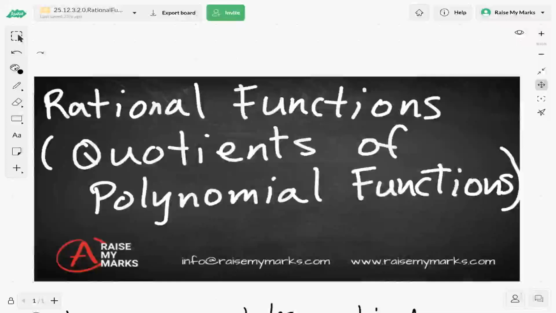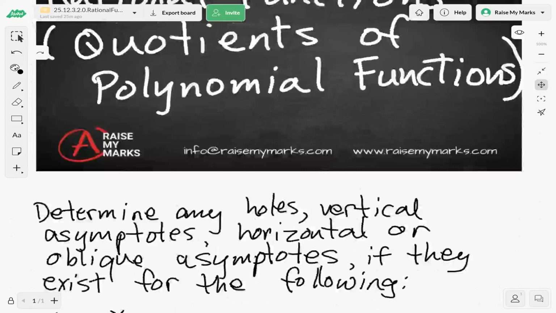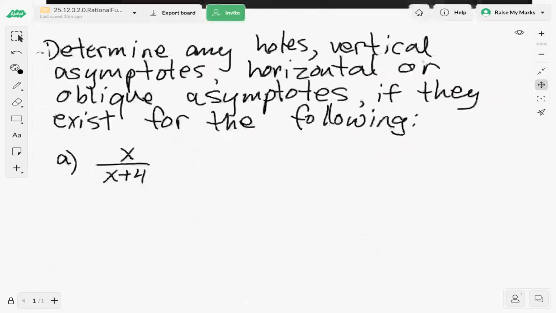So today we're looking at rational functions again, and quotients of polynomial functions. So let's see what questions we're being asked today. We're asked to determine any holes, vertical asymptotes, horizontal or oblique asymptotes, if they exist, for the following functions. All right, so let's give this function a name. Let's call it y.